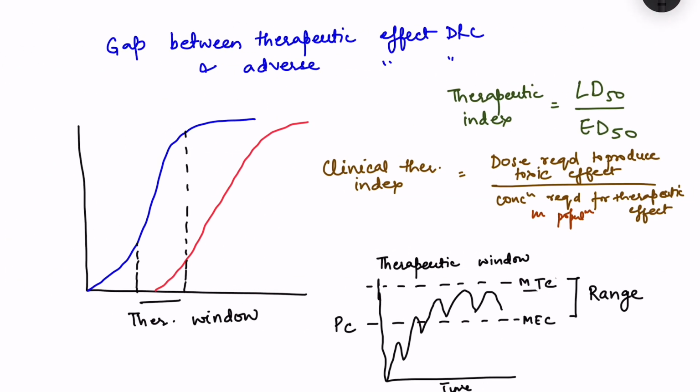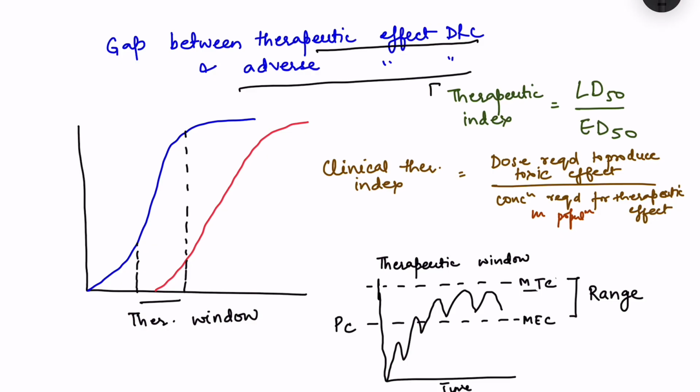So this gap between the therapeutic effect dose response curve and the adverse effect dose response curve we have to see. Actually, this helps us in deciding the dose at which the plasma concentration will be attained, at which the drug will be therapeutically active but not much side effects. So we have to choose a dose at which the drug will be active for the disease but not much side effect. For this, we have different indices.